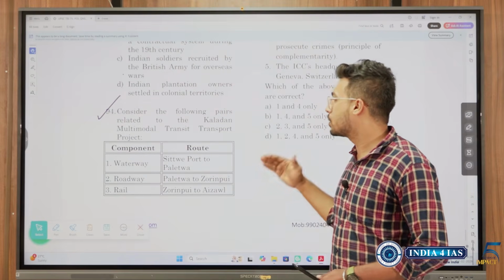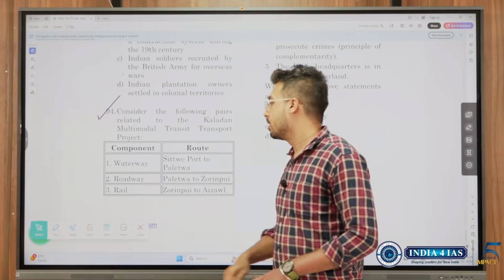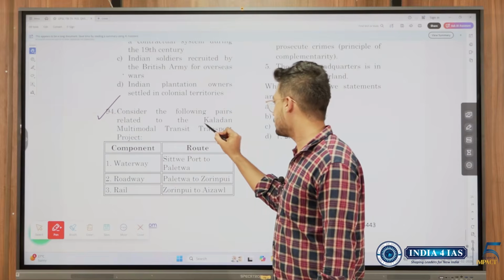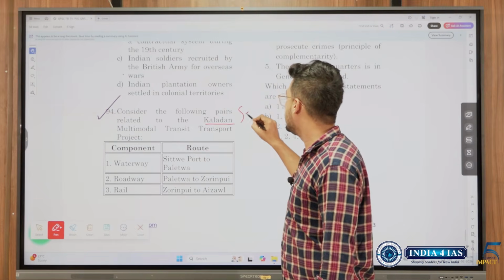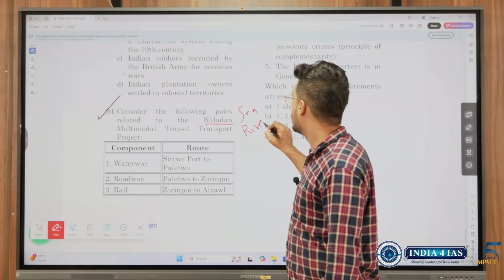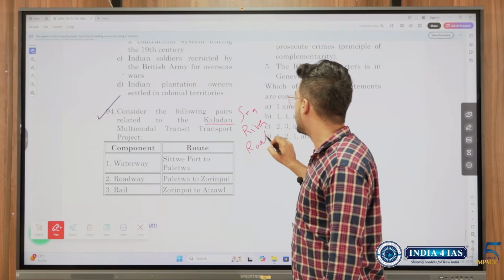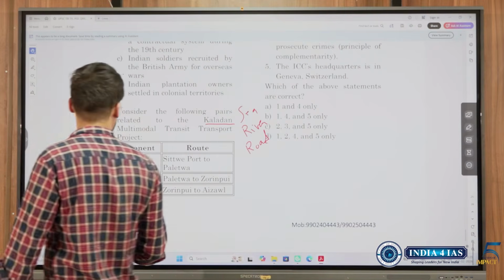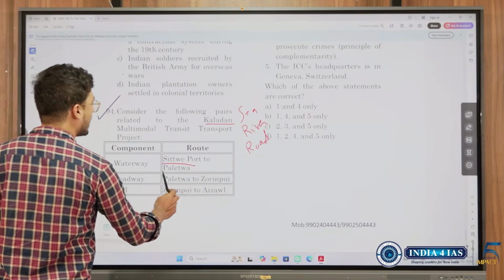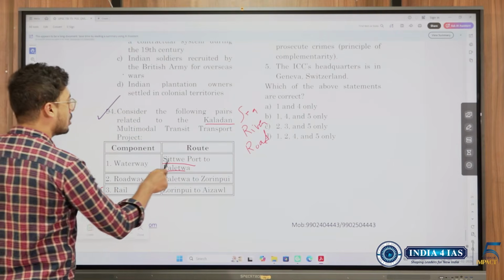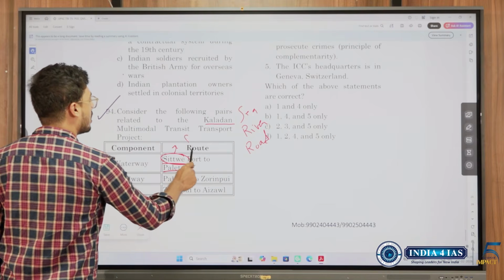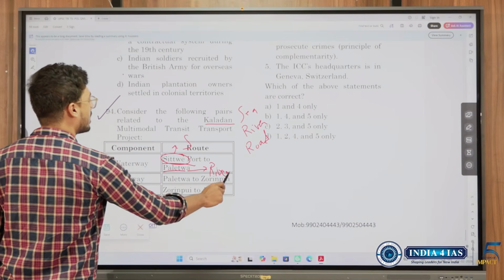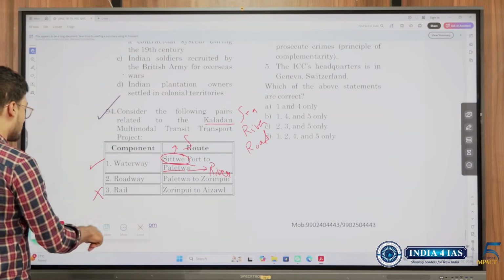Consider the following statements with respect to Kaladan. Kaladan we've been hearing about for so many years, but if we did not know about it, or had forgotten it, just remember that Kaladan transport is sea, river and road transport. There is no railway involved in Kaladan. So the statement about rail is wrong. Then the waterway, Sitwe to Paletwa. From the Indian port to Sitwe port we go through sea, and from Sitwe to Paletwa we go by river. That is the waterway, river is also called waterway. So this is correct.